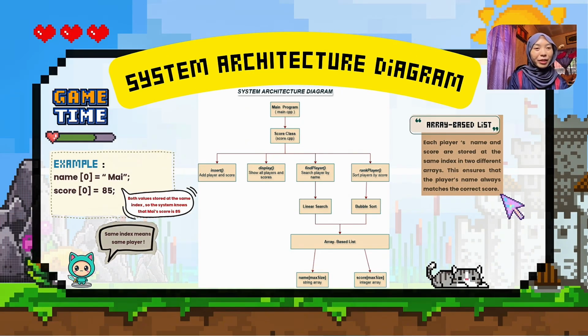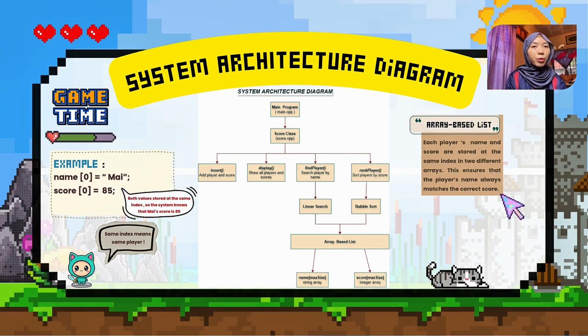My name is Natasha binti Razali. I will explain our system architecture diagram. The diagram shows how the internal components of our gaming scoreboard system work together. It explains the relationship between the main program, the score class, the functions, the algorithm, and the data structure used. At the top is the main program. The main program is the starting point of our system. It displays the menu, accepts the user's choice, and calls the appropriate function based on the selected option.